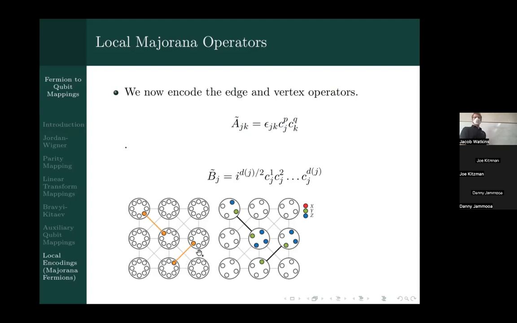And here's another example. The edge operators in the Jordan-Wigner encoding end up just being a Z string calculating the parity of the local Majorana modes on that site.